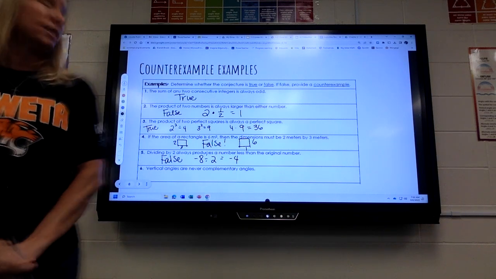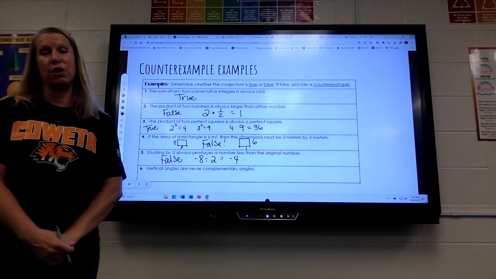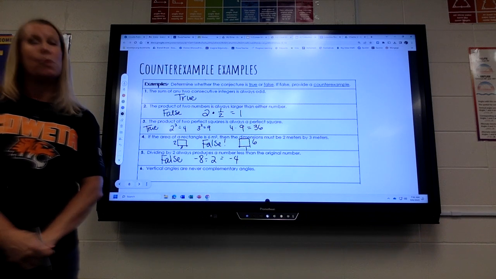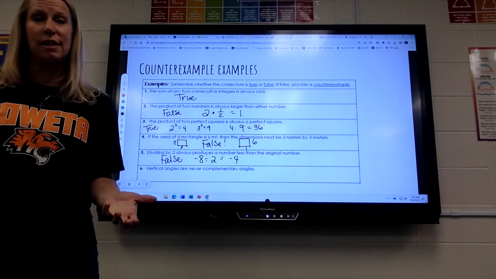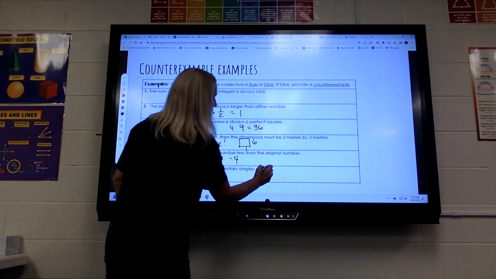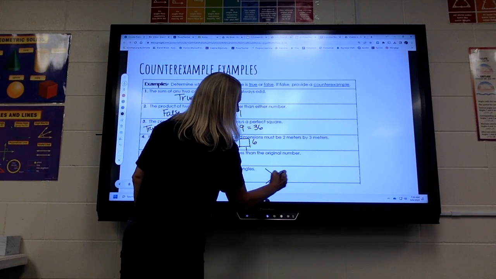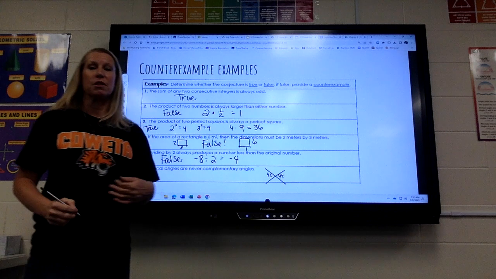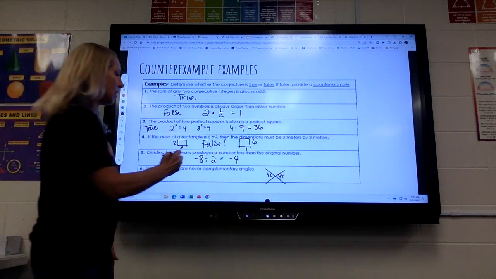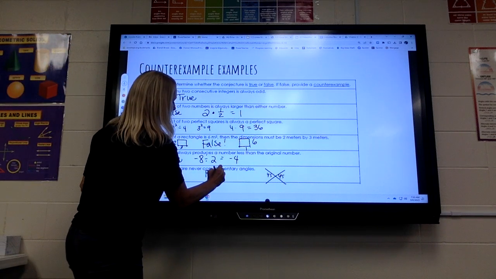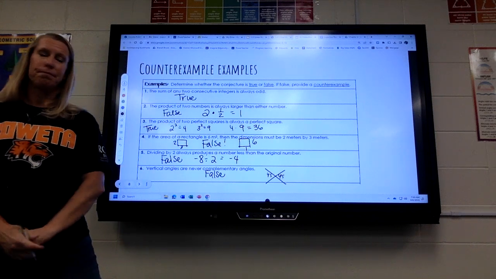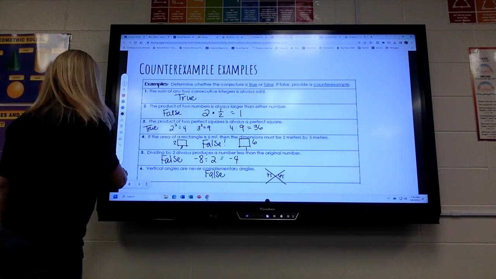The last one says vertical angles are never complementary. Well, complementary angles just add to 90. So what if your vertical angles happen to be 45? 45 plus 45 is 90, so that would be false. So those you really have to think about.